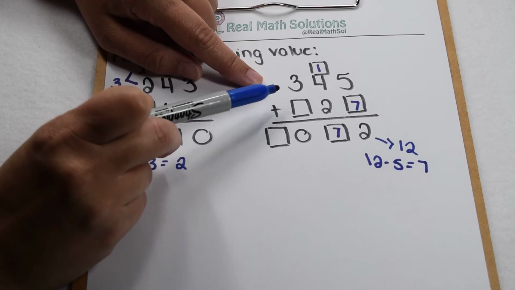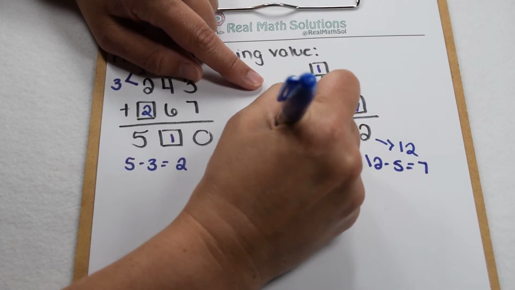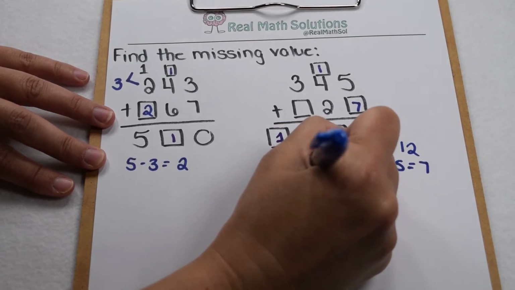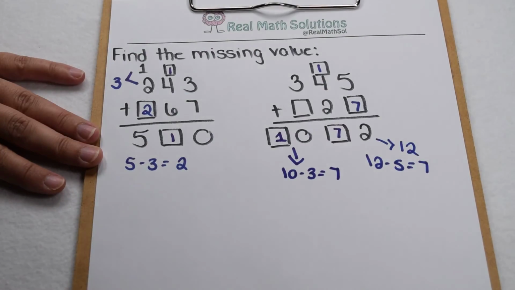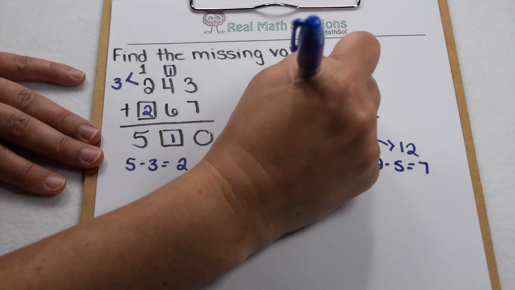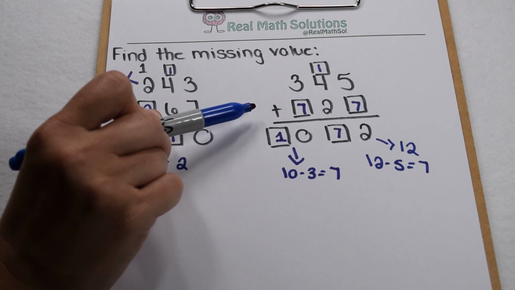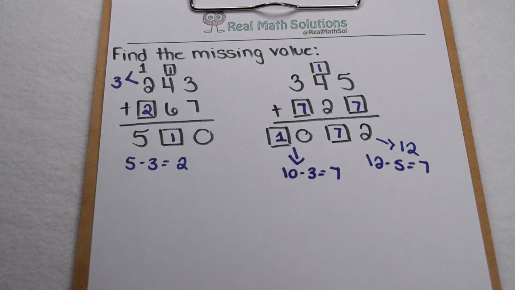So that must mean that 3 plus something gives me 10. Well, now I can find my missing value because I can figure out what else I need to get from 3 to 10. That leaves me with 7. So now we can see that 345 plus 727 gives me 1072.